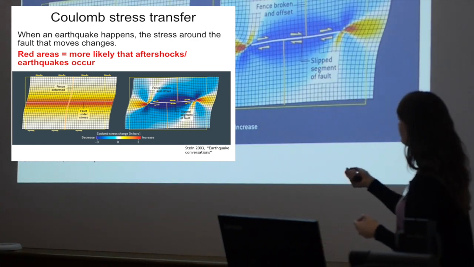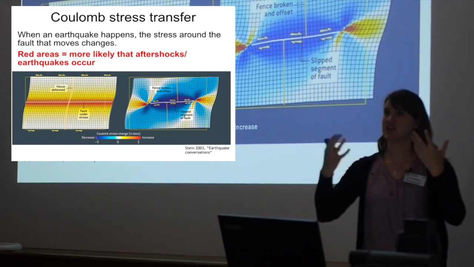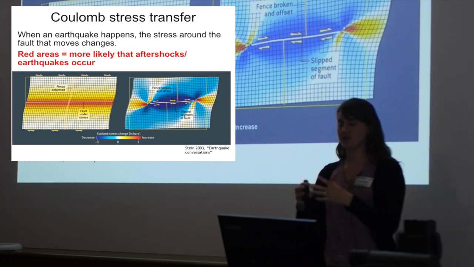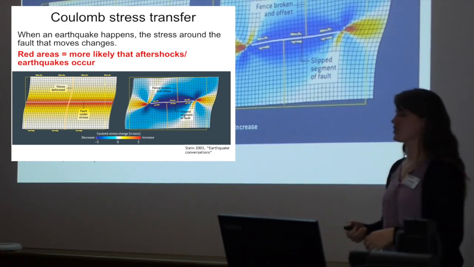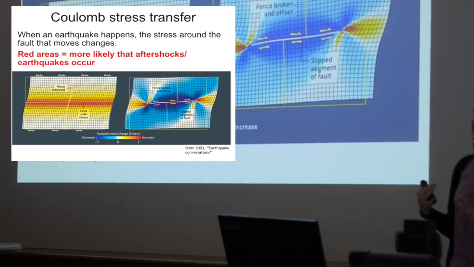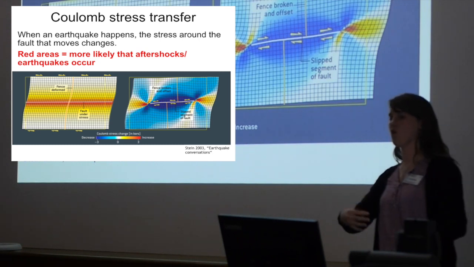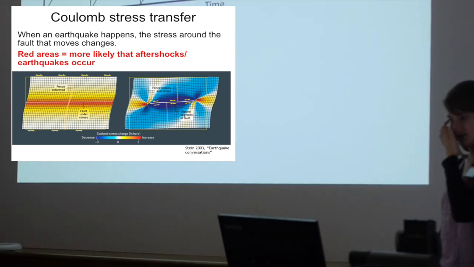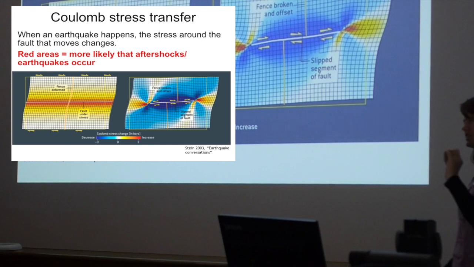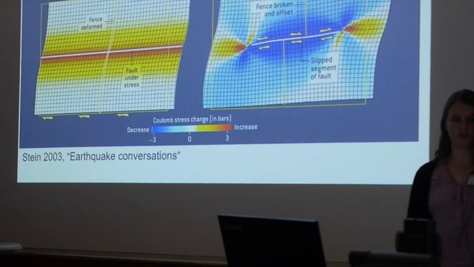That's shown for an example of a strike-slip fault here. So the blue colour is where the stress has decreased, or the stress has been released from the crust. And the red zones are the areas where the stress has increased. And the idea is that the red areas are more likely to have aftershocks or future earthquakes occur. So the classic example of this is the 1999 Izmit earthquake, which I'm going to talk about in a second.